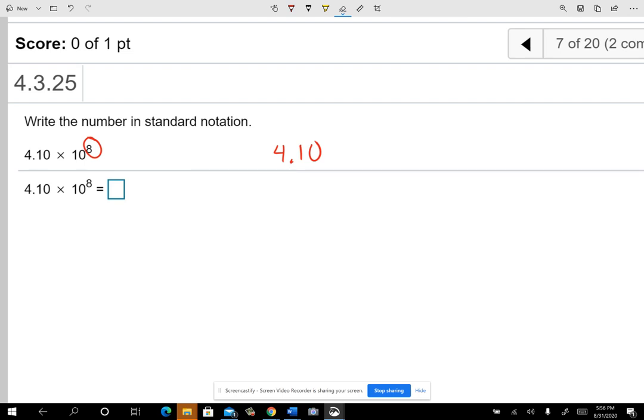Let me see if I just erase it. Yeah. So what you're going to wind up doing is moving the decimal 1, 2, 3, 4, 5, 6, 7, 8. It really helps to draw those little bins where you can throw in the zeros that you need to throw in. So in standard notation, it would be this. So it'd be 410 million.